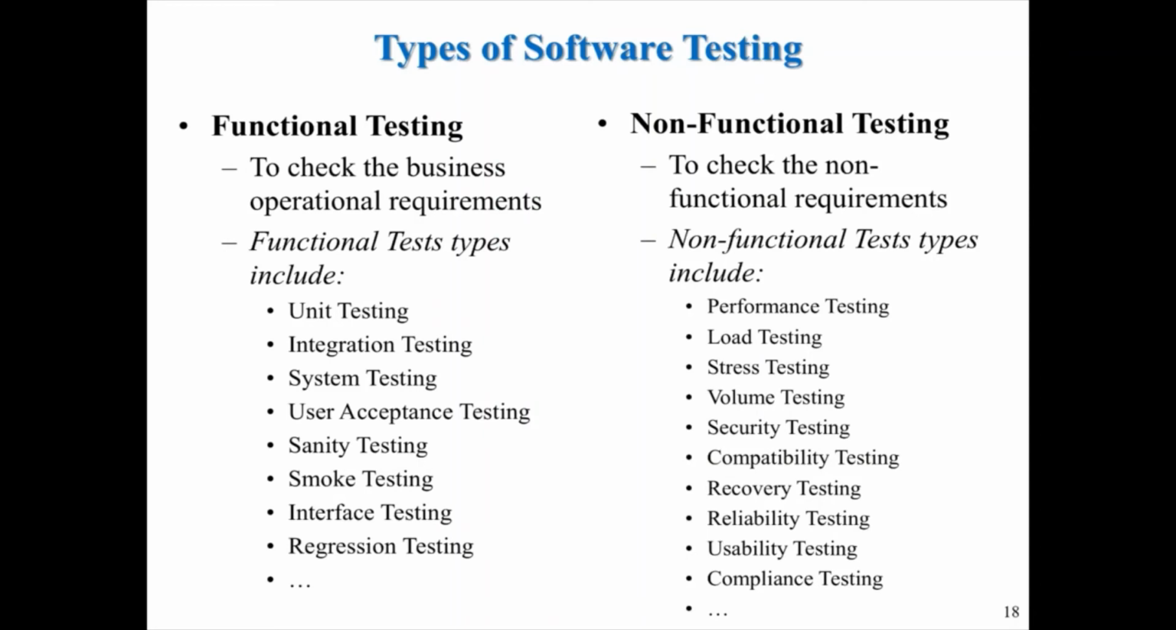What are the major types of software testing? There are two major aspects of the software that you are testing. You are testing the software for its functions, called functional testing. Here you check the business operational requirements. The second type is non-functional testing. As you already know, non-functional testing covers all other aspects of the software which are not the direct requirements of the business operations, but of course are very relevant and important for the performance of the software.